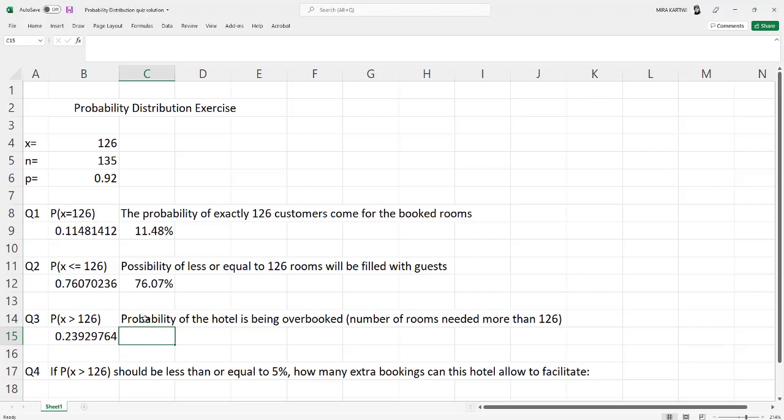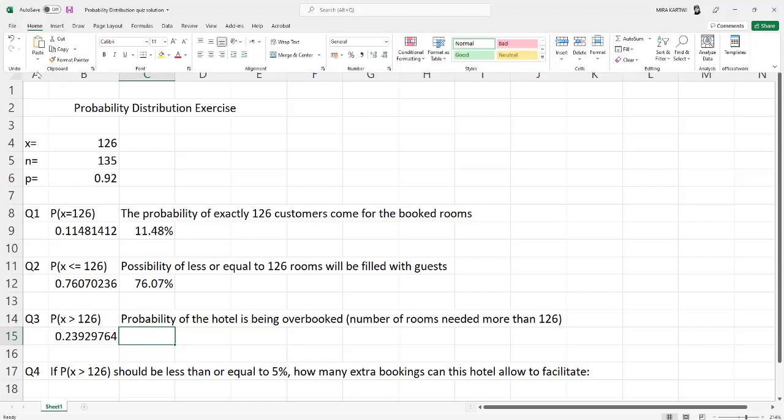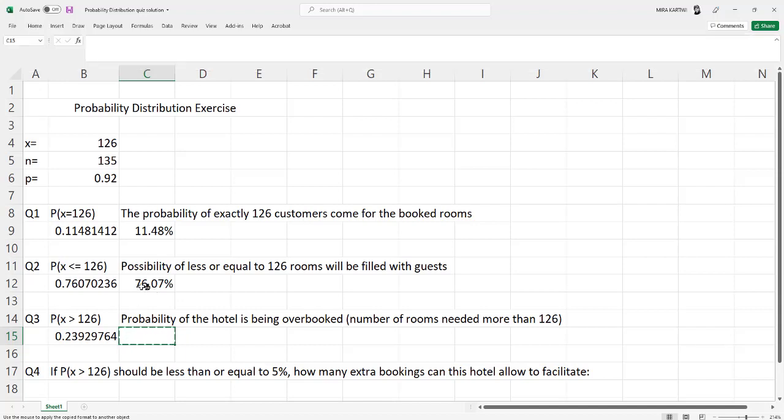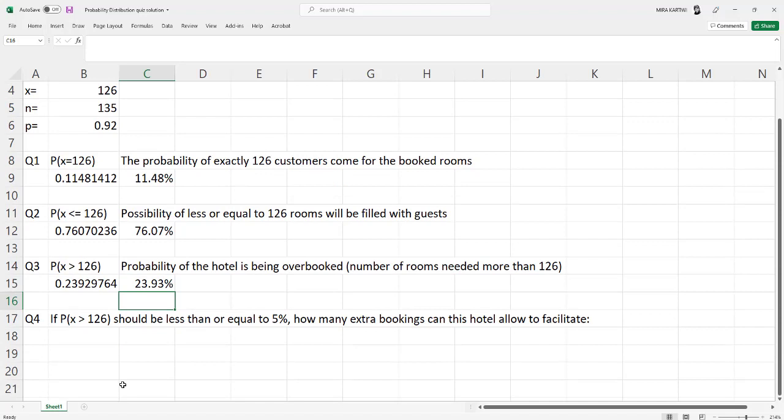The same thing if you would want to copy, let me just go to this one, I can copy the format, I can copy here. So if I have this, that will be 23.93%. So it's quite high, the chances that more guests will be coming because we allow overbooking. Now we come to the last question.